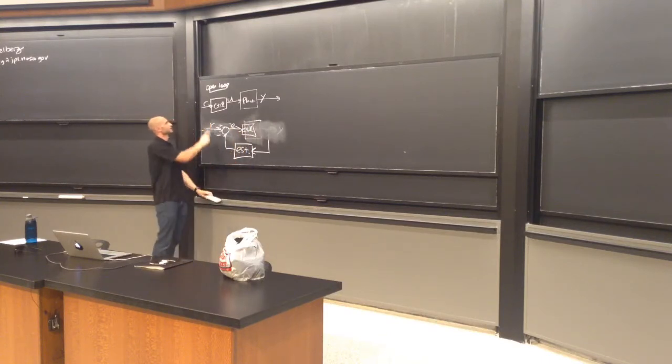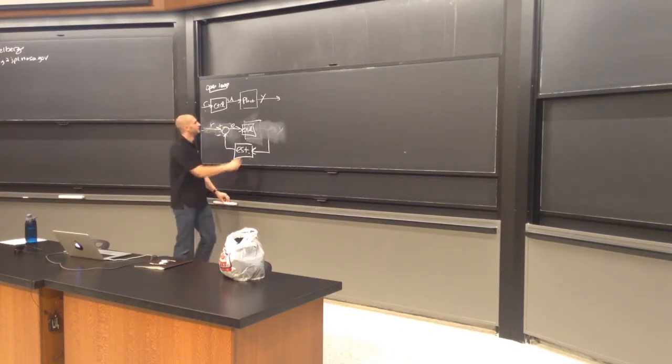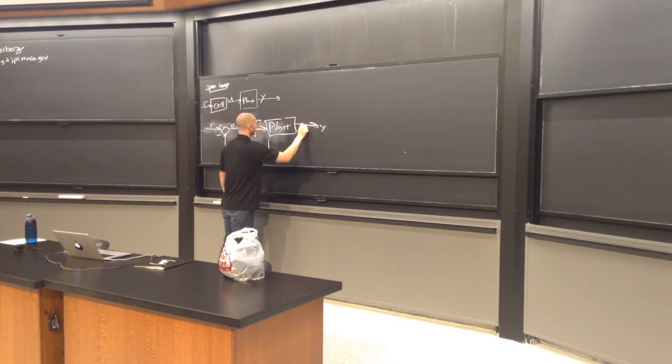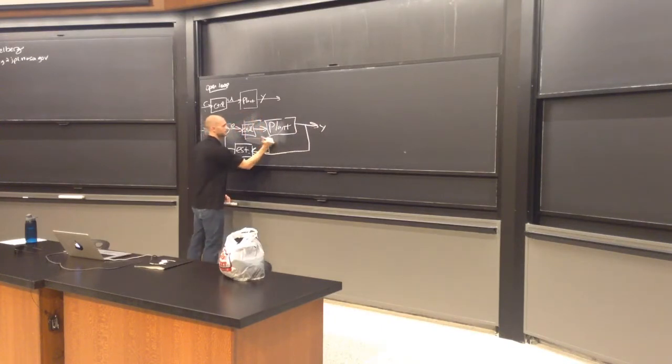What's different here? Well, here it's just a reference. It's where do I want to go? Here, embedded in the error term is both where do I want to go and where am I right now. That's the key distinction. Okay, this is looking better.